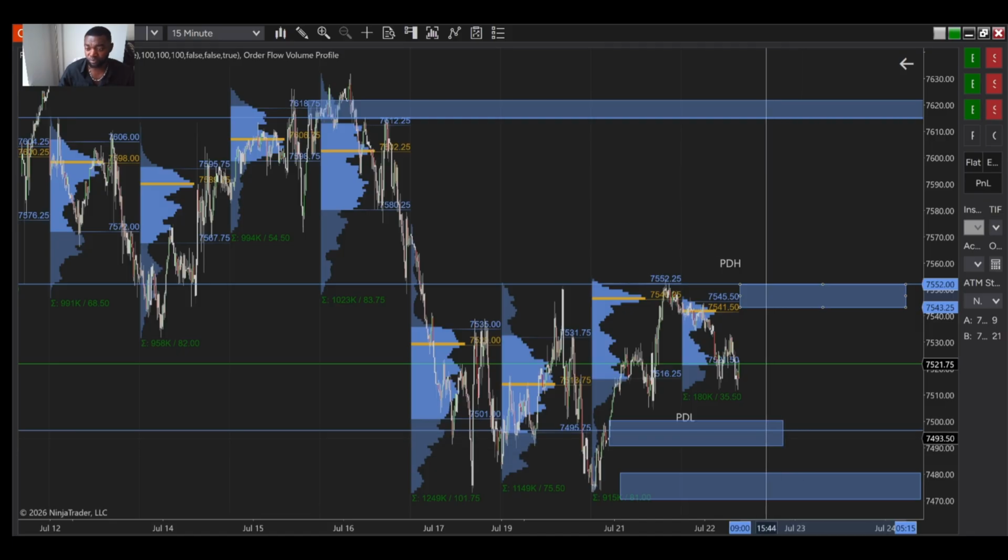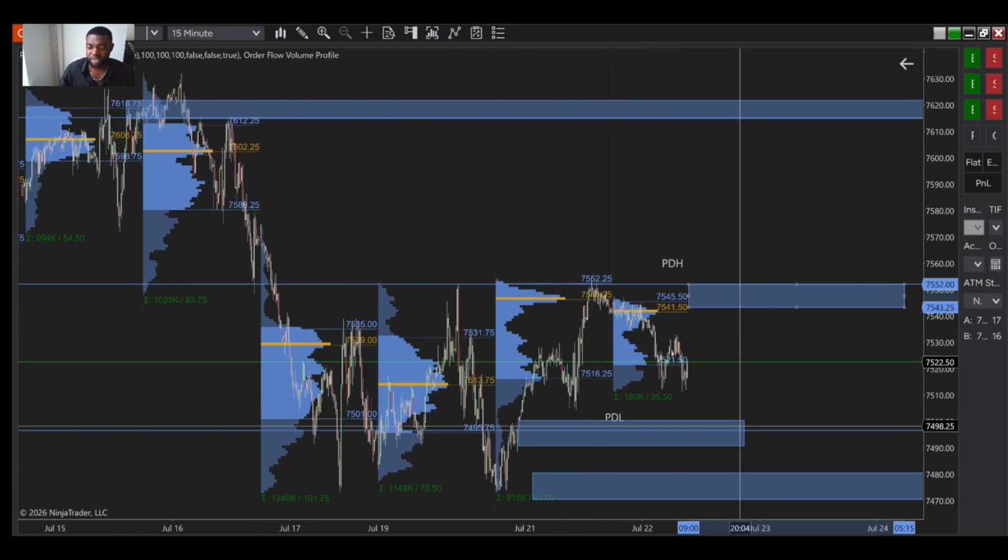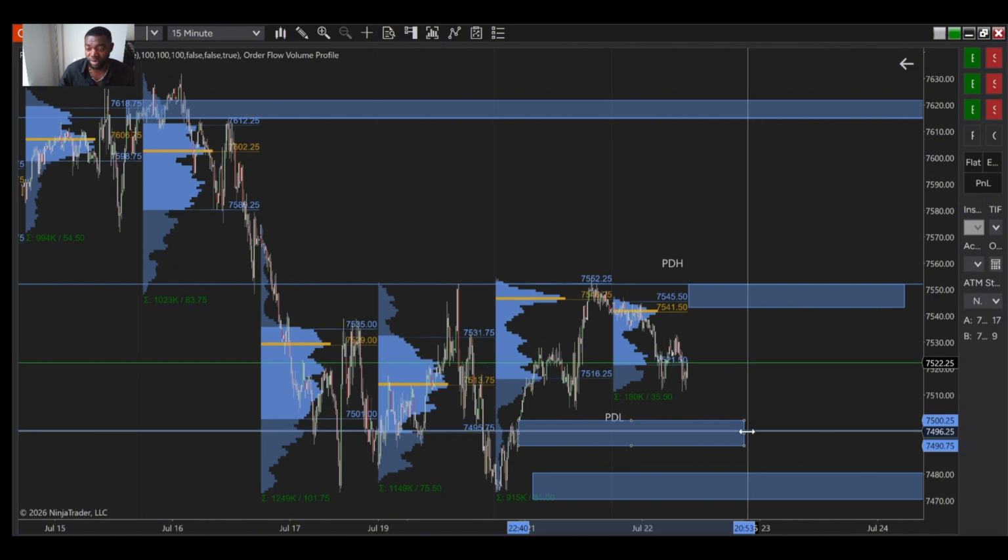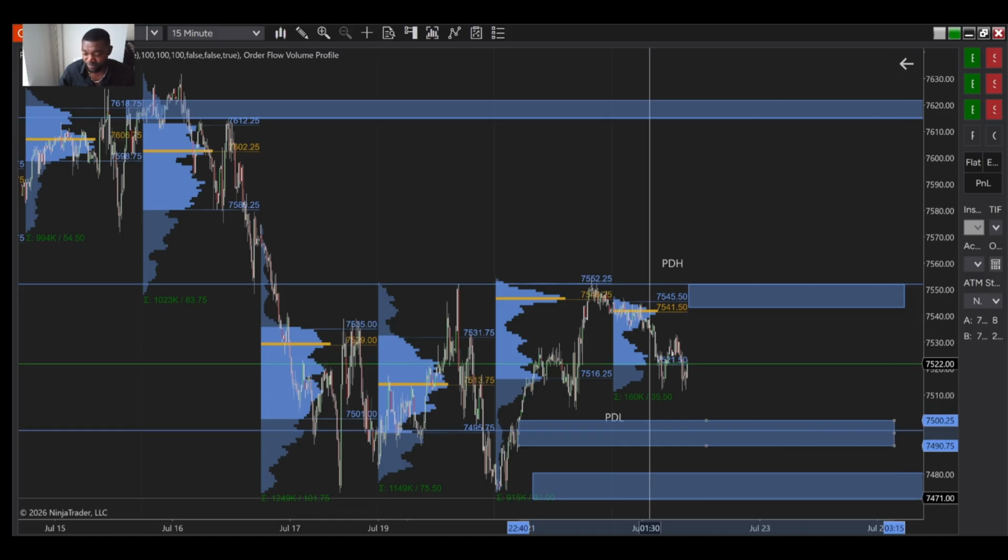Also, with my key levels, this is my demand zone. When the market gets here, that is 7490 and 7499, I'll be looking long. If it gets here, I'll be looking for a bullish vibe. I'll be looking for more buyers getting to this level. And when I see more buyers getting to this level and I see a bullish break of structure, then I'll be looking for a buy.